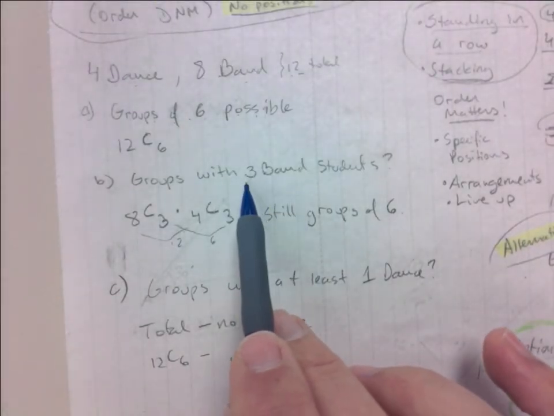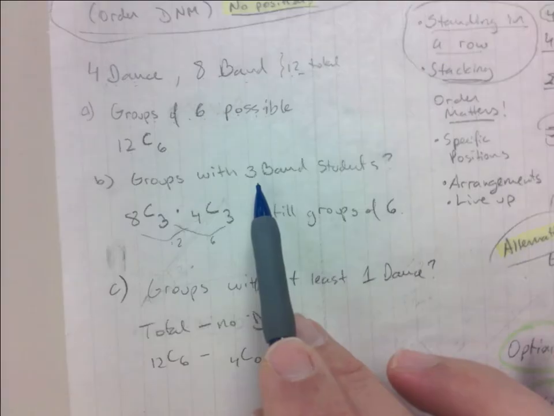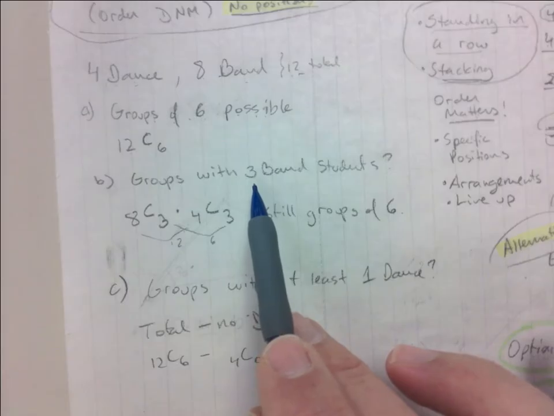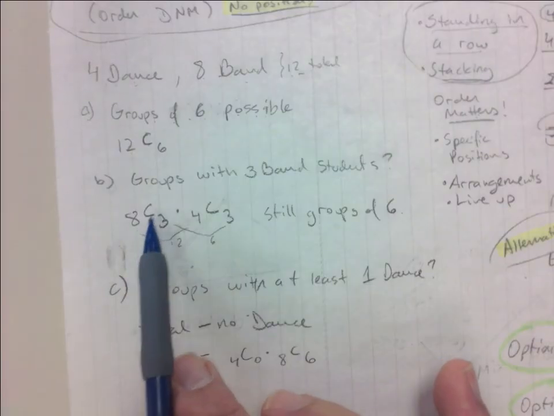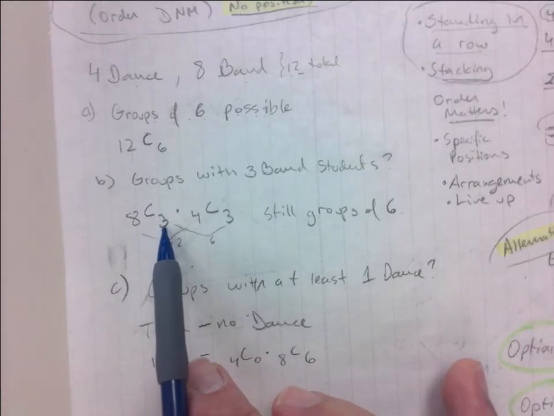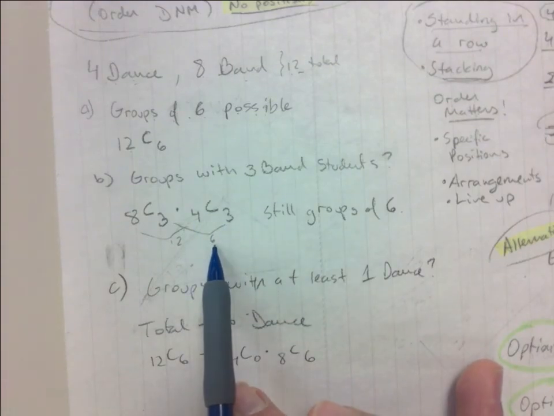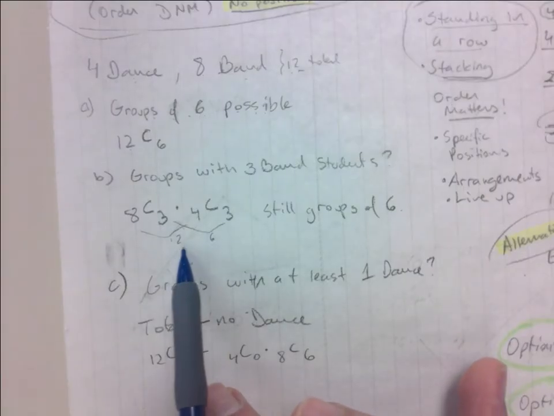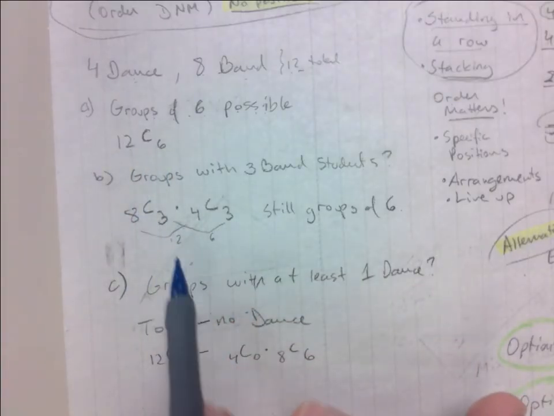Next, groups with 3 band students. Notice, this is implying exactly 3 band students. It's not saying at least, it's not saying 3 or more, or up to 3. It doesn't say at most, it says 3. So that's just exactly 3. And so we would just go from the 8 band students, we choose 3. So we've picked 3 already, but remember, we need a group of 6. So that means that from the 4 dance students, we're going to have to choose another 3 to complete our 6. So we've got 12 and 6. It kind of needs to be there all the time. See how there's 12 and 6? So that kind of is a pattern.